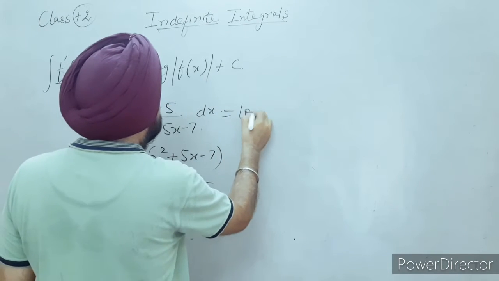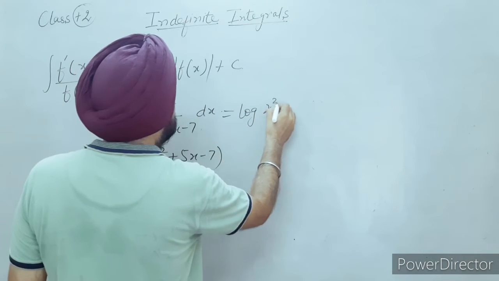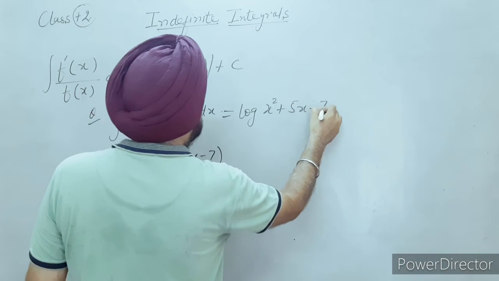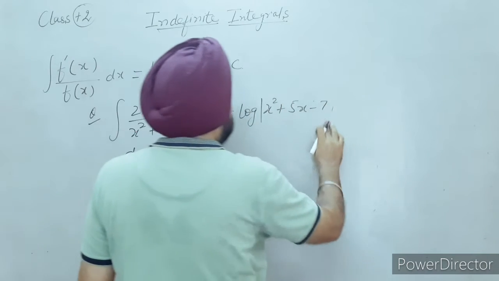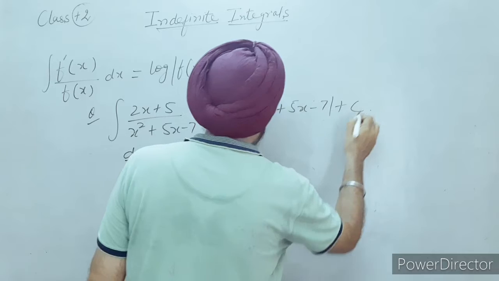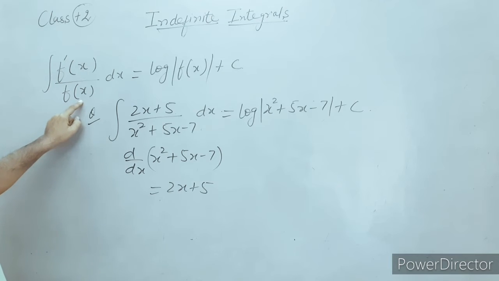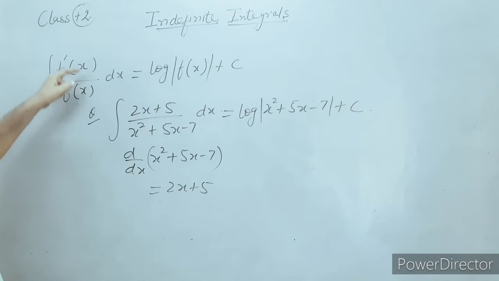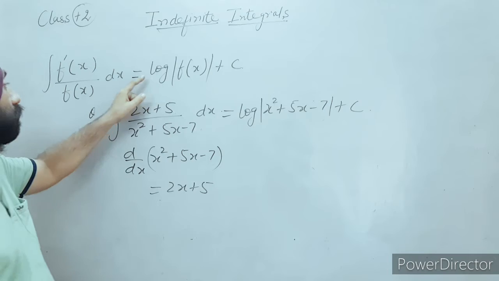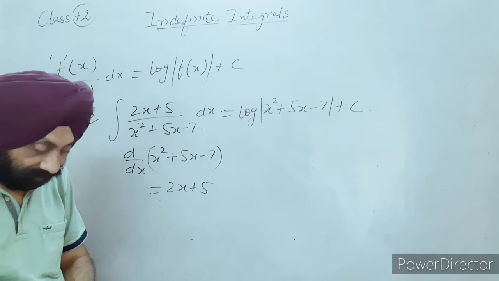What will be the answer? Log of x square plus 5x minus 7 plus c is the answer. I have used this concept: the integral of f dash x upon fx, where the derivative of the denominator lies in the numerator, the answer is only log of fx plus c.